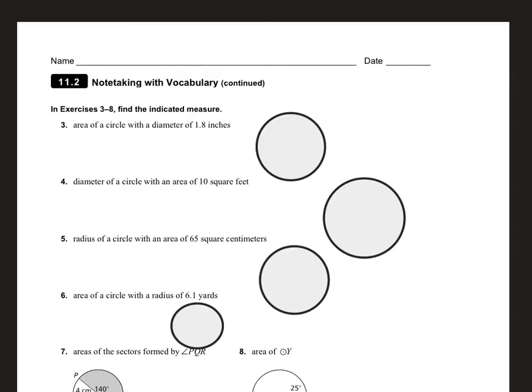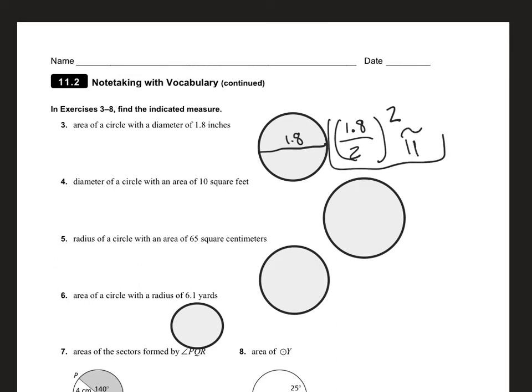Okay, so for number 3, I have a little circle here. So let's do our diameter, which would be 1.8. So then if you do 1.8 over 2, which would equal 0.9, and then according to our formula, if you square this and then multiply it by pi, and you plug this all in the calculator, you would get 2.54469, which you could just round to 2.5 inches. Always make sure you're using the right unit of measurement, squared, since it's the area.